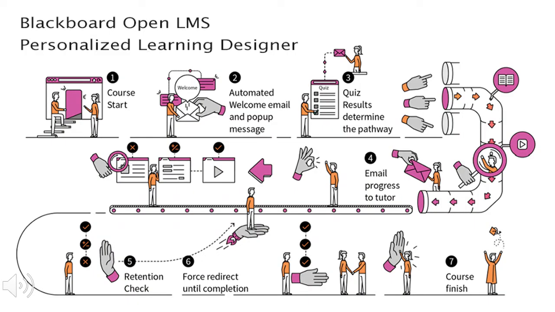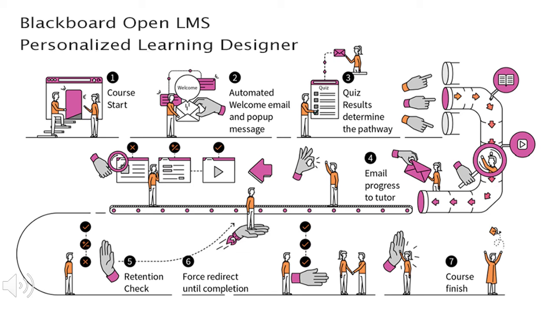Okay, this is an example in the Blackboard Open learning management system where a personalized learning designer can take place. You can see that the process moves from the course start, and when the course starts, the student will receive automated welcome emails and pop-up messages. They will take a quiz first, and from the quiz result, the system will identify and categorize them into several groups without them even noticing that they have been categorized.